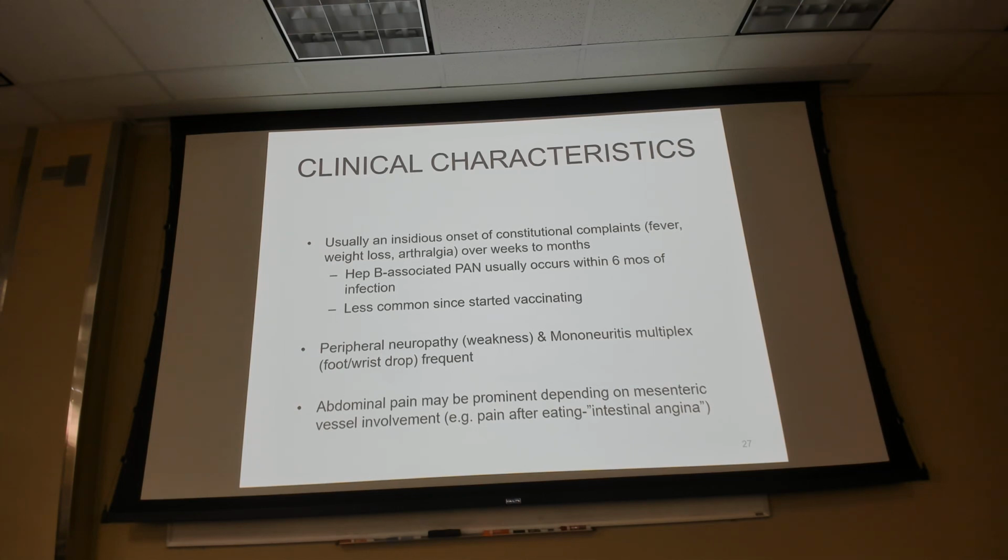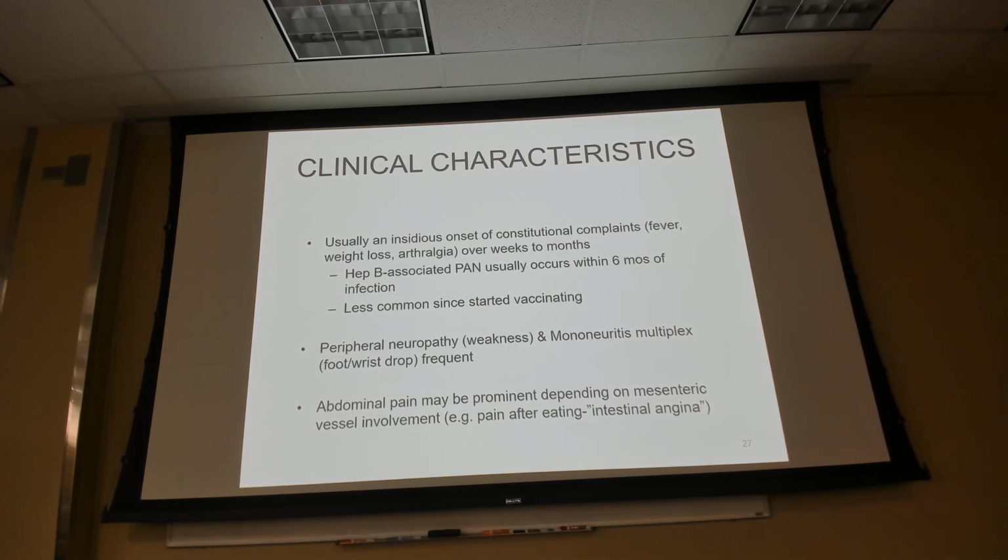So here are some of the characteristics, right? Usually an insidious onset of constitutional complaints, as we said before: fever, weight loss, arthralgia. It could be weeks up to months prior to this occurring. Again, heavily associated with PAN, it usually occurs within 6 months. We talked about the vaccination. If we're doing that, then this is less likely.